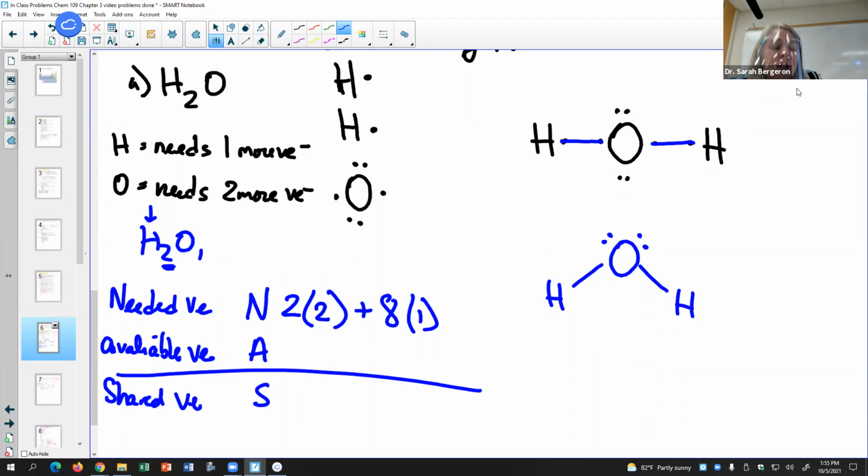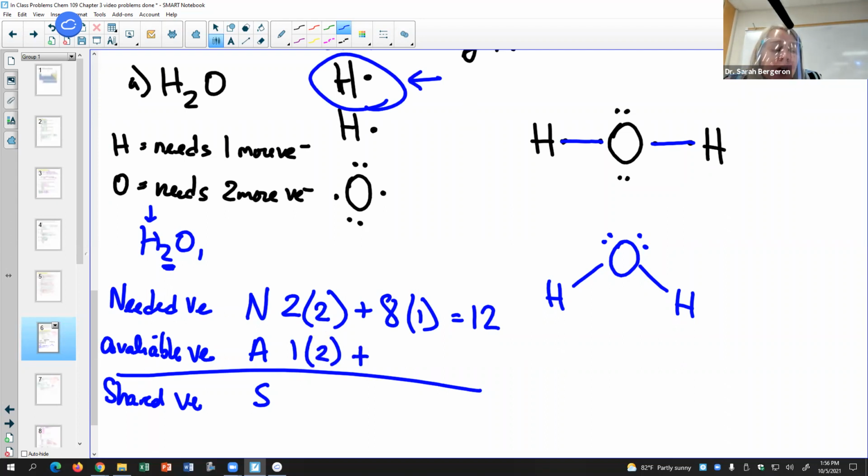Okay, now I need to know how many are available. Oh wait, let's total this up. What do you get total? 12, right? Okay, available. In hydrogen, how many electrons are available? So look at hydrogen. How many valence electrons does hydrogen have? Only 1, right? When you drew the electron dot diagram, how many electrons did it have? 1.